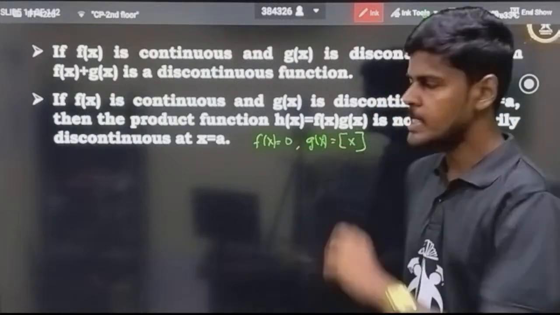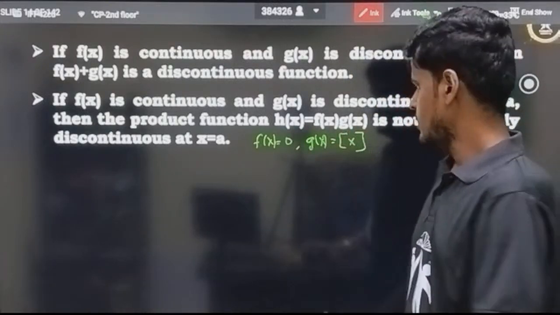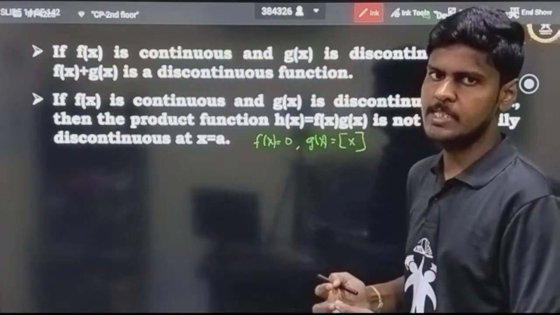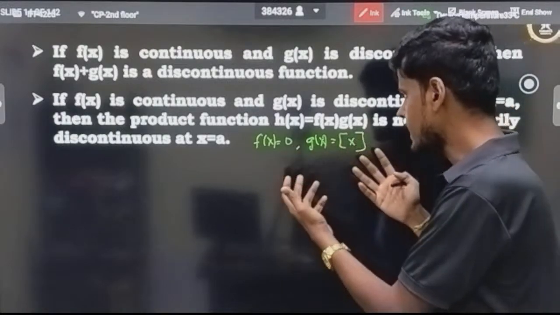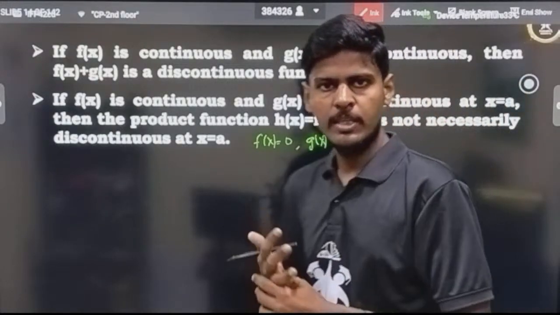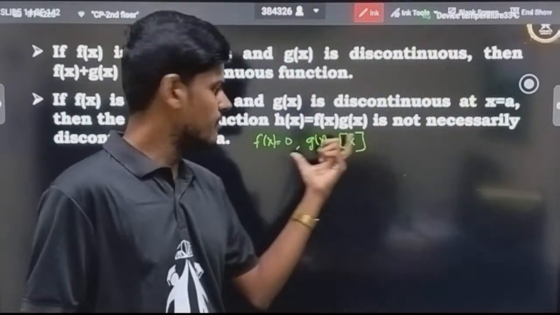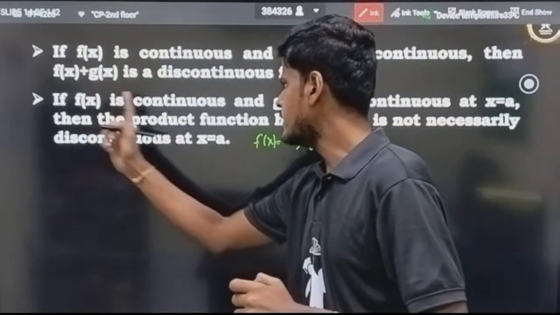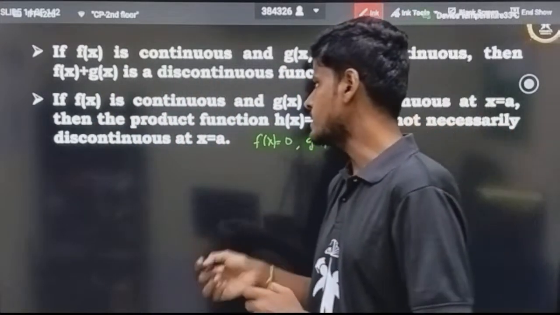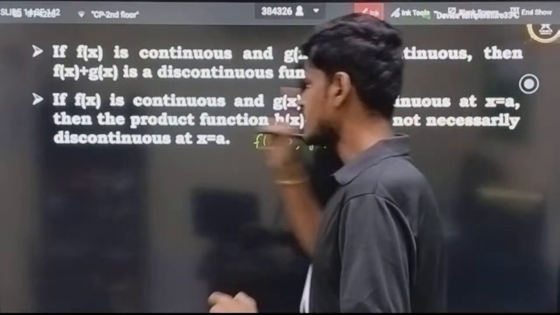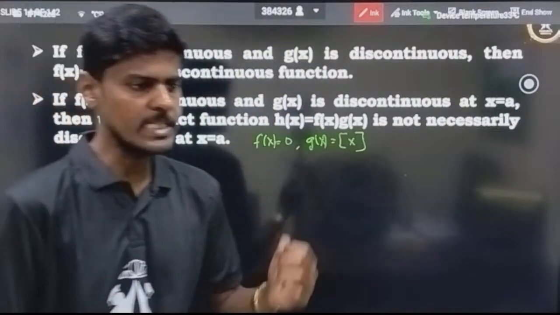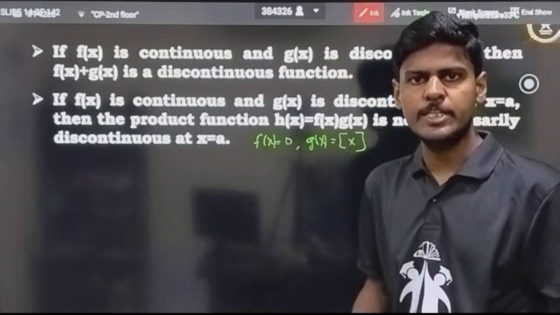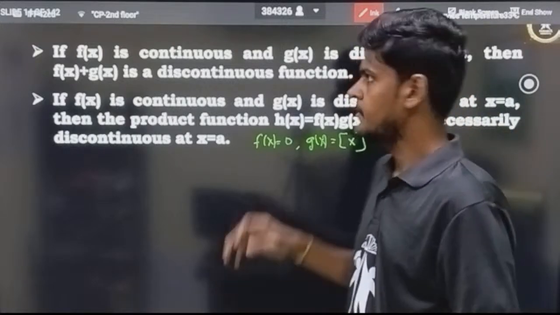When you multiply these two, what is the product? It will always be 0. Say at 1.5, what is the value of f of x into g of x? It is 0. At 2.3, it is again 0. At 2, it is again 0. That means this is actually a constant function. When you multiply, its product is always 0. That means it is a continuous function. So whenever f of x is continuous and g of x is discontinuous, its product function is not necessarily discontinuous. That means it can be discontinuous or it may not be discontinuous. For example, f of x equal to x, then x into box of x will be a discontinuous function, right?